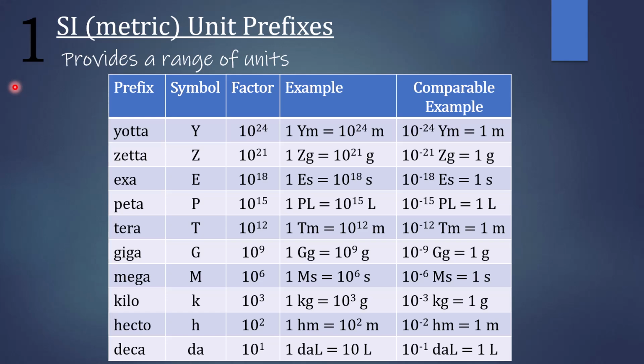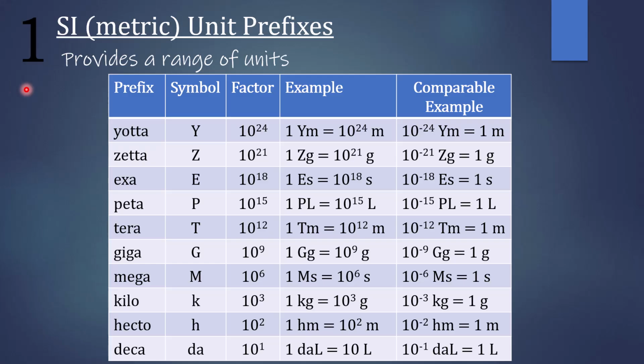Hello, chemists. Let's talk some SI metric unit prefixes. Now, these prefixes actually provide a range of units for a single base unit. A base unit might be a meter or second or gram, for instance.